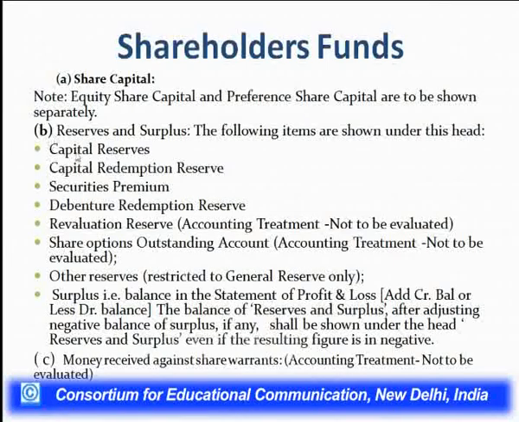Part B, reserves and surpluses. Let us now get into detail. The following items are shown under this head. What are those items? Capital reserve, so any reserve created out of capital, and capital redemption reserve to redeem preference share capital. If any reserve has been created for that, that particular reserve would be known as capital redemption reserve. Securities premium. If we have issued shares on premium, then we need to show it separately, but that would be forming part of shareholders' funds only, right.